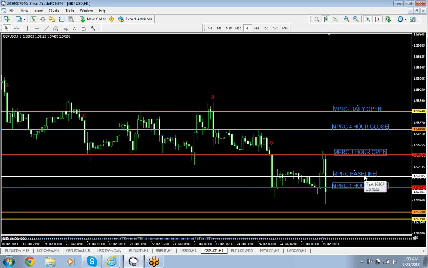The MPRC baseline. This candle right here is created 1 hour before the Aussie Open. It finds the candle and it goes right through the middle of that candle. This line is created and forms at that point in time. The MPRC logic for trading in and of itself is created in a hierarchy system, monthly all the way down to the 1 hour and the baseline time frames.